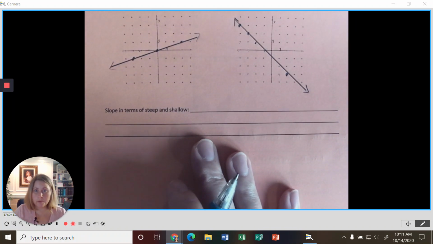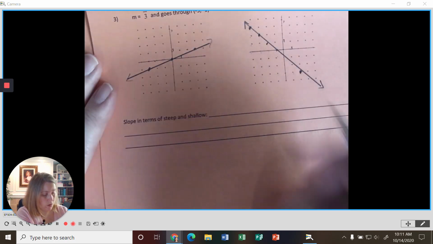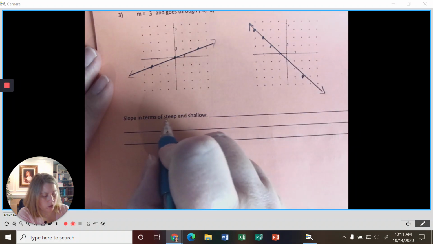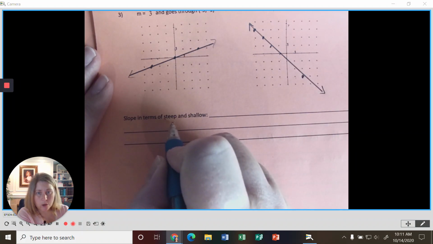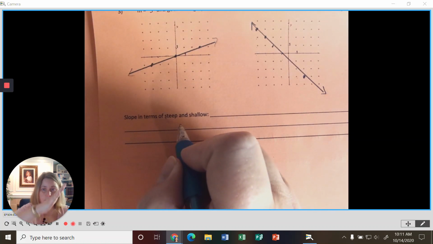All right, so slope in terms of steep and shallow. So lines increase at varying rates. So the grade of a line, how rapidly or gradually it increases or decreases, just tells us the degree, right?